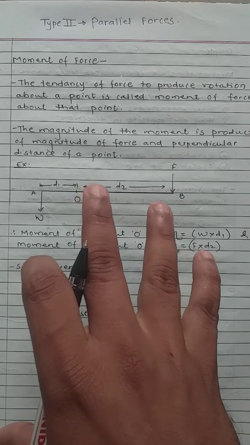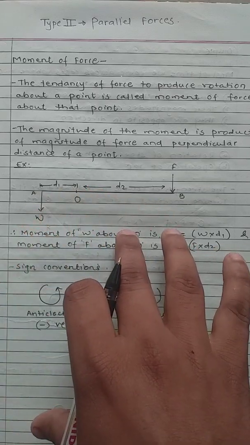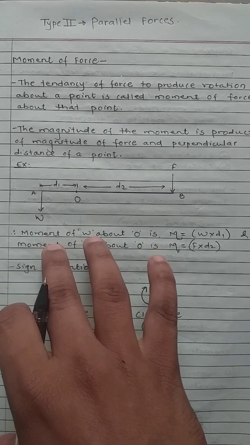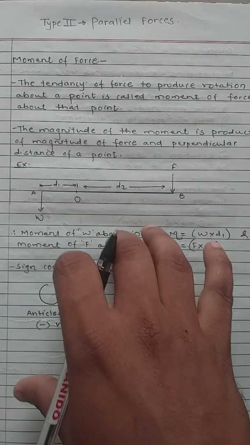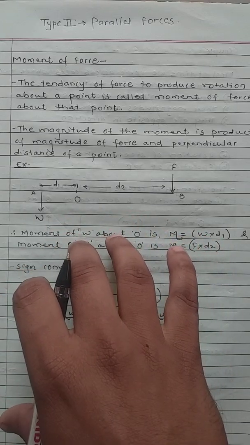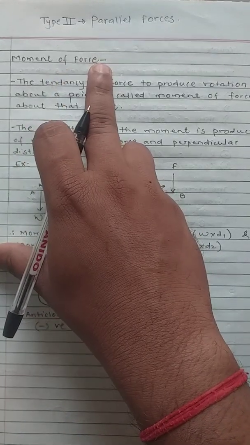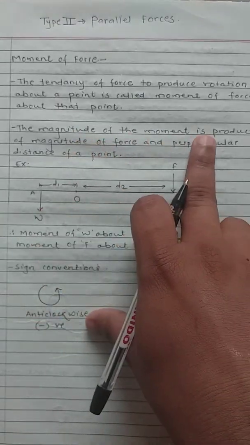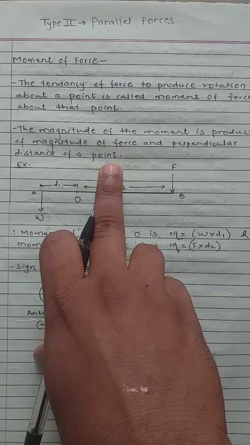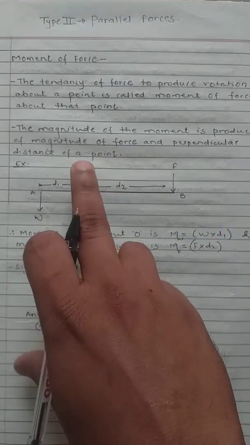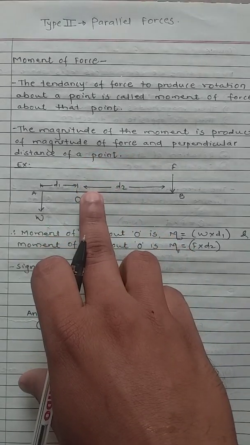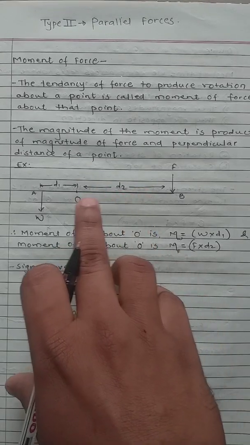For example, if the force is acting on a particular beam at a certain distance, then that particular force will try to produce rotation about that beam. So that's why it is termed as moment of the force. And the moment of the force can be calculated as the product of the magnitude of the force and the perpendicular distance from a point.